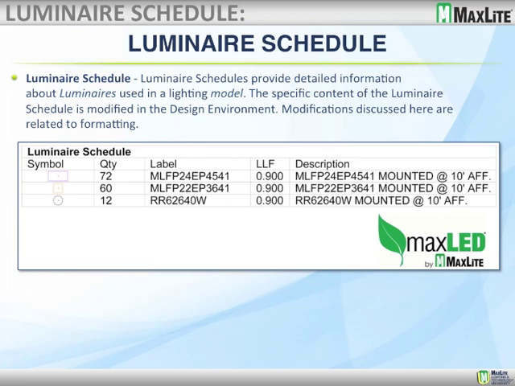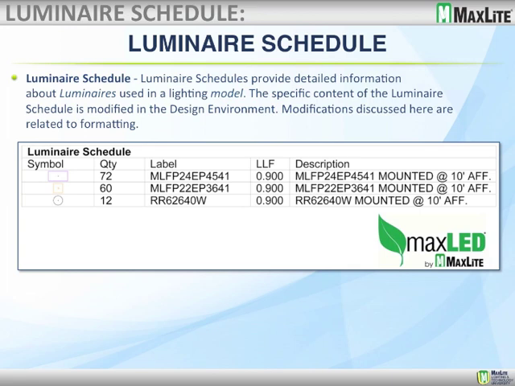Yes, well, the luminaire schedule, as you see on the slide right now, there is a quantity on the first one, a quantity of 72 of our MLFP 24 EP 4541. That is a 2x4 edge-lit panel, 41K, which is mounted at 10 feet above finished floor. So these are maybe in a big open office area like a bullpen where you have lots of cubicles. That's usually where we use a 2x4.